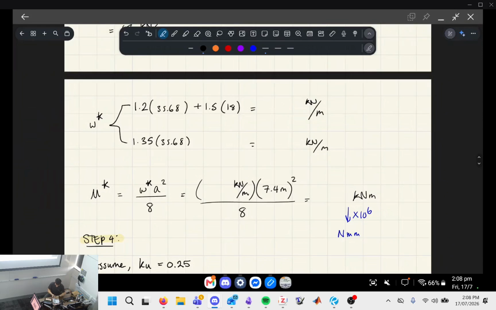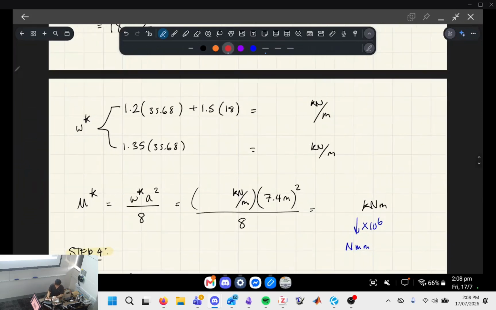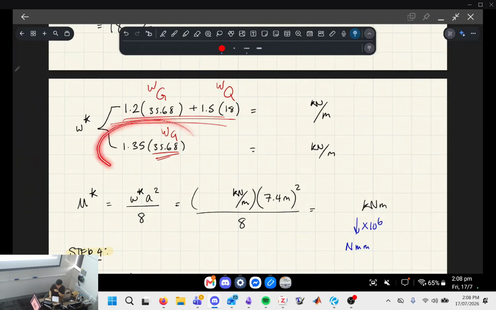Once we crunch these numbers, what we're doing here is the dead plus live load. So that's G, that's Q. Let's do WG, WQ, and this is WG. So this first one is our dead and live load combination, and the bottom one is just the dead load combination.